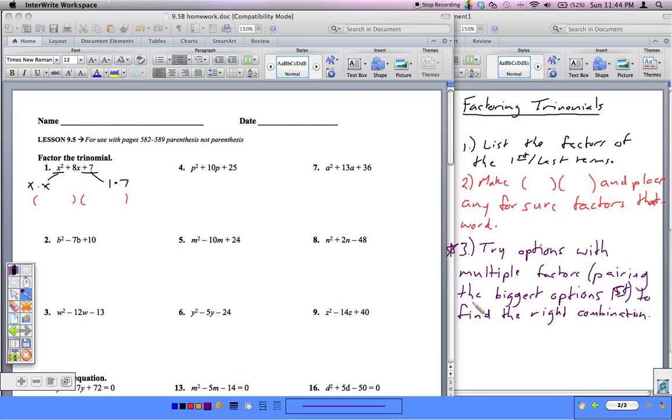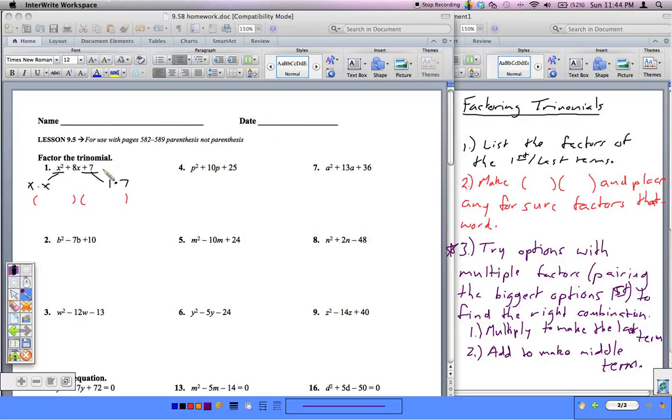And what I mean by the right combination is that two things happen. Number one, they multiply to make the last term, and part two is they add to make the middle term. And I'm sorry this thing is kind of sloppy to write on, but there's not much better way to do that and be able to color code and show all these options.